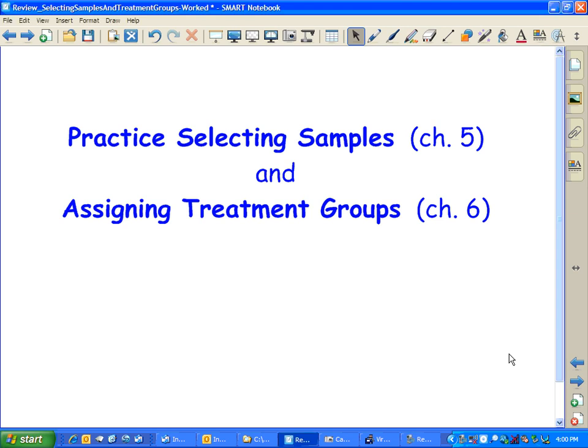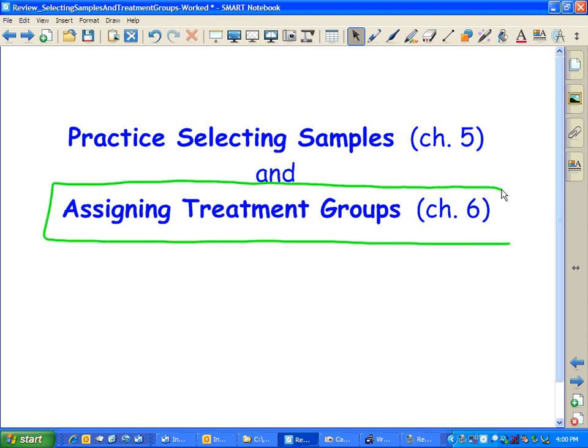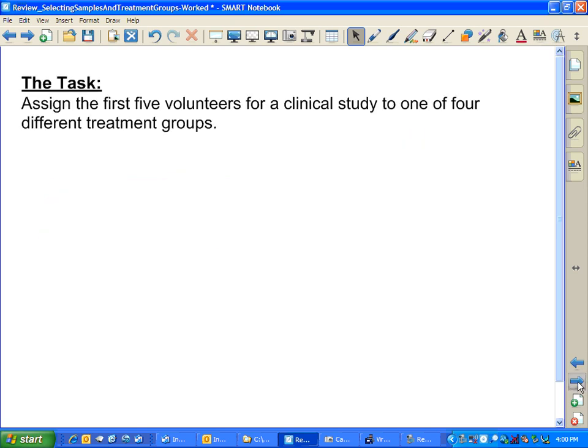Okay, here we are again. This is a very similar task, assigning treatment groups, to the task that we just did, practice selecting samples. Assigning treatment groups is when you have people that are volunteering for a study and you need to put them in one of the random groups. This is the Chapter 6 task.